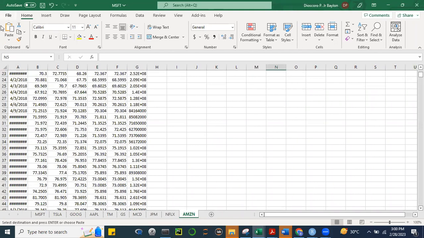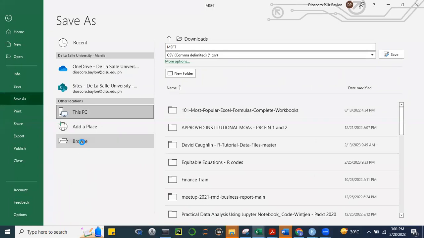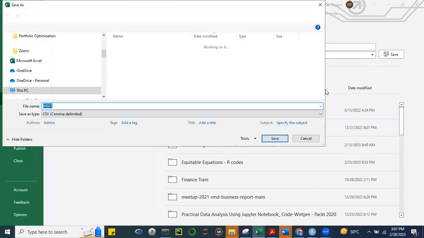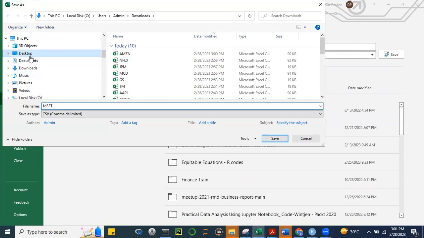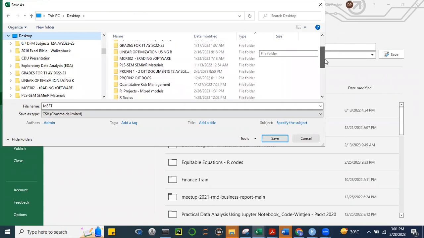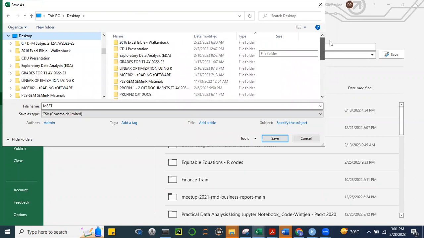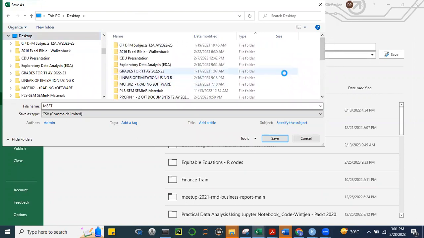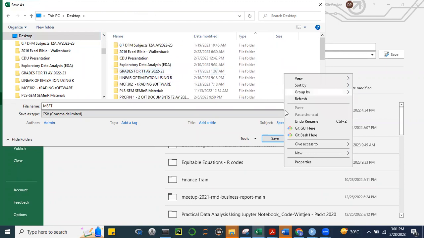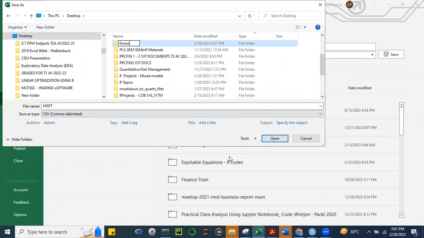File, Save as. Isi-save ko dun sa folder natin to save. So nasa desktop ko. Save it wherever you want. Anyway, let me just create this folder. Call it FINMODE.